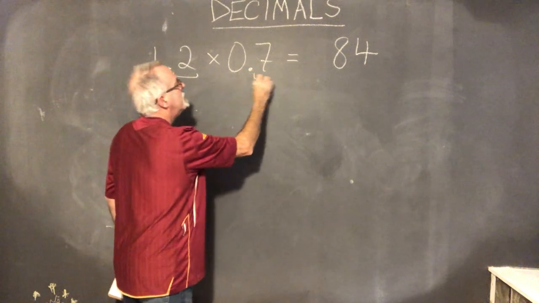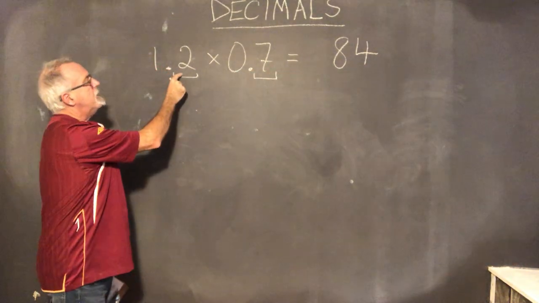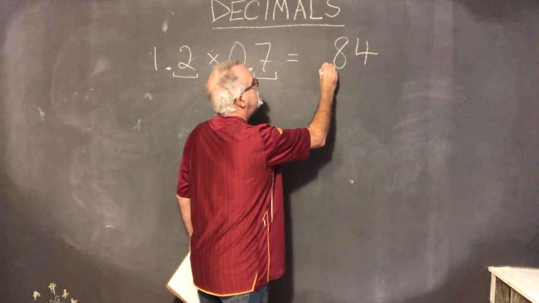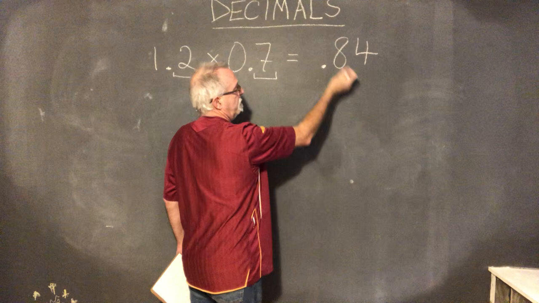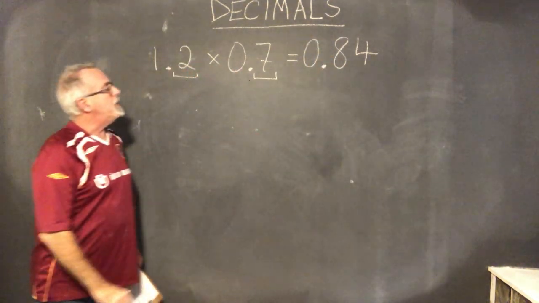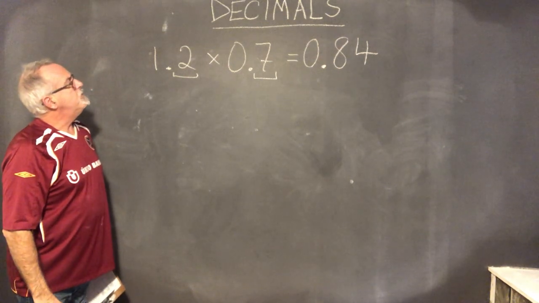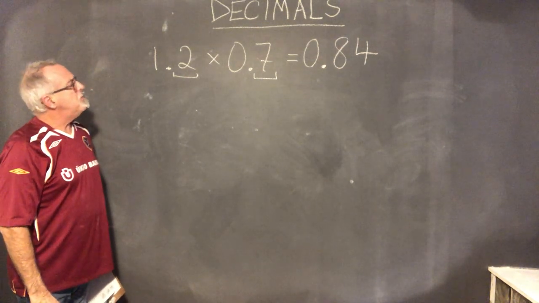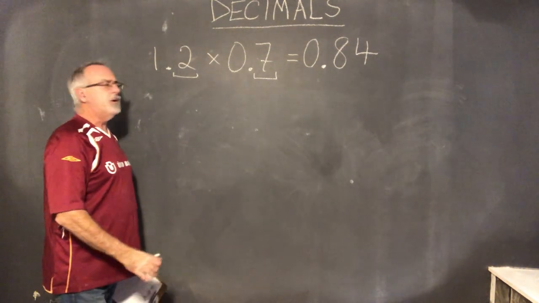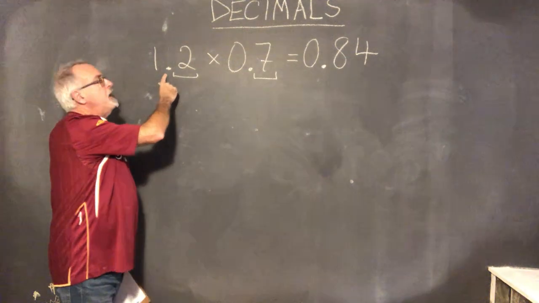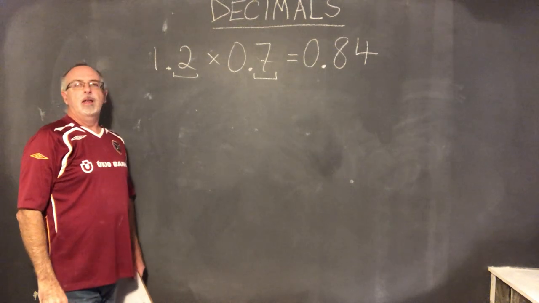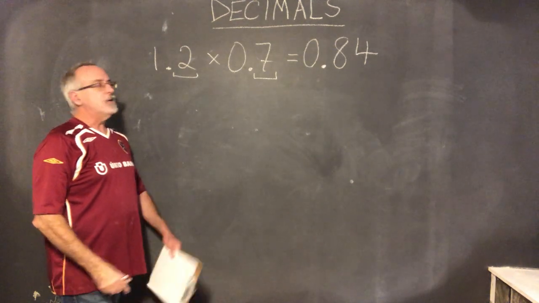Here's one digit to the right of the decimal here and one to the right there. We have to count both of them. We need two digits to the right of the decimal there. So therefore, 0.84 is my answer, but I could also, see, I left room. I can put a 0 there if I want. And 1.2 times 0.7 is 0.84. And I'll even try ballparking it. It's a little tricky sometimes, ballparking, but 1.2 is pretty close to 1. 0.7 is also pretty close to 1. And 1 times 1 is equal to 1. So I would expect an answer that's pretty close to 1.